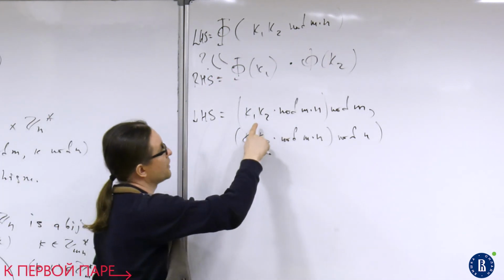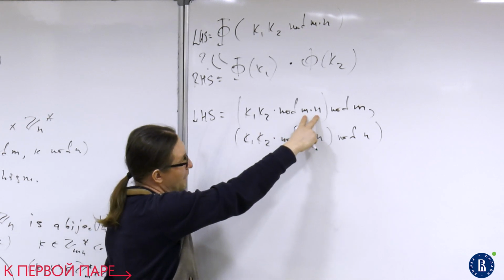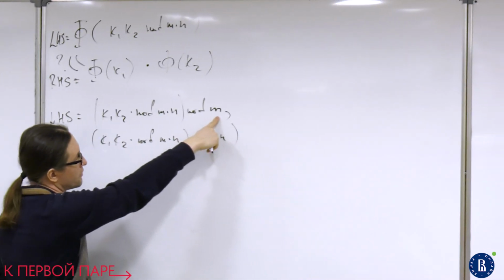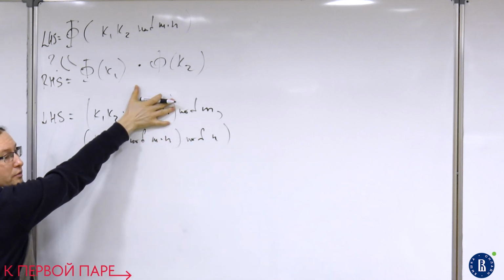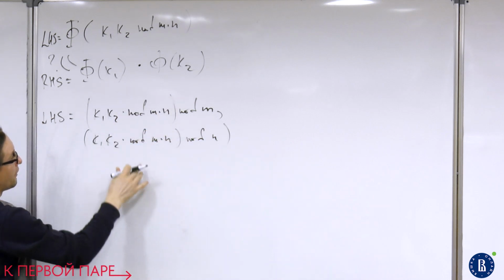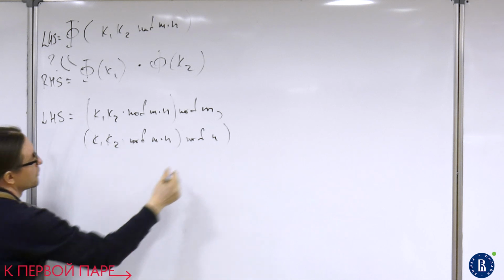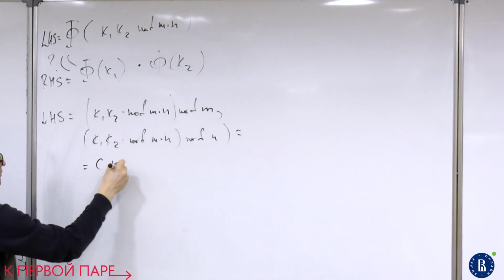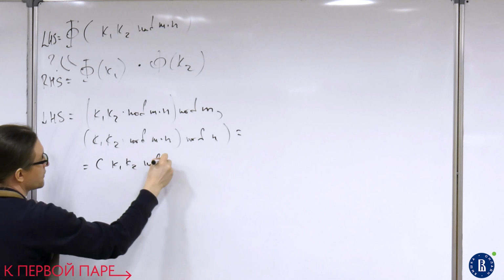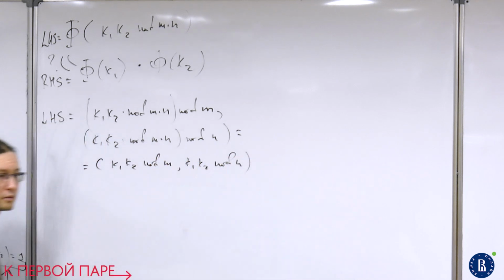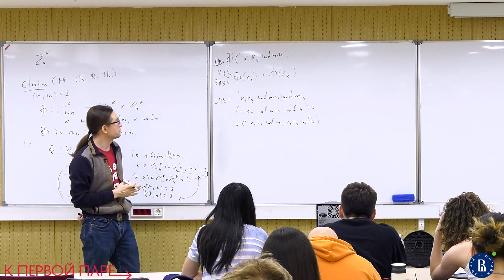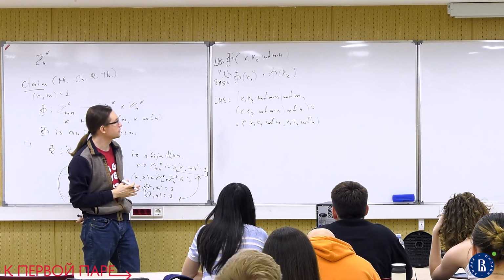But now, if you take the remainder modulo mn and then a remainder modulo m, the result will be the same as just taking the remainder modulo m. And the same thing is here. So the result will be this, just by the properties of remainders.